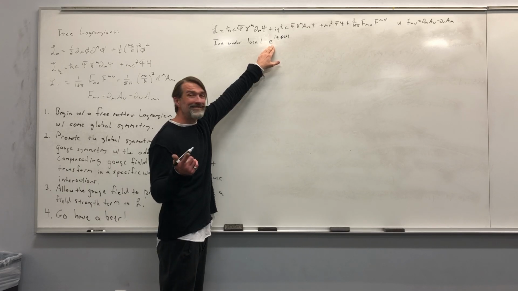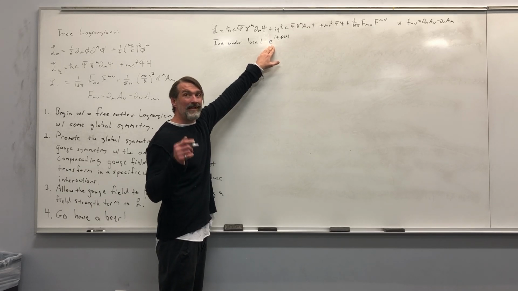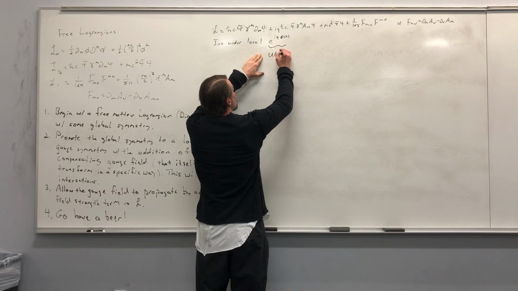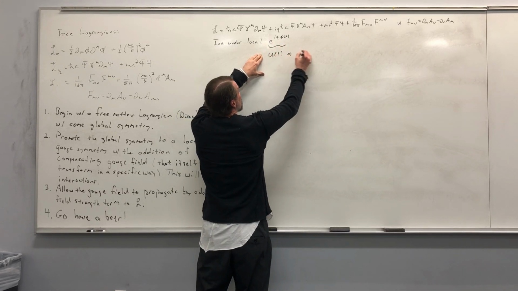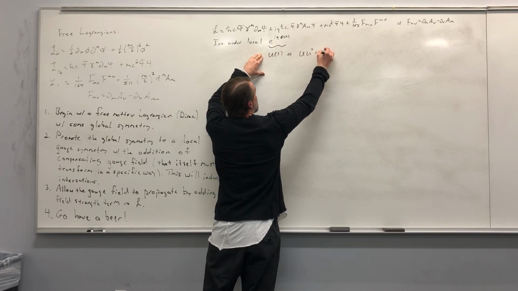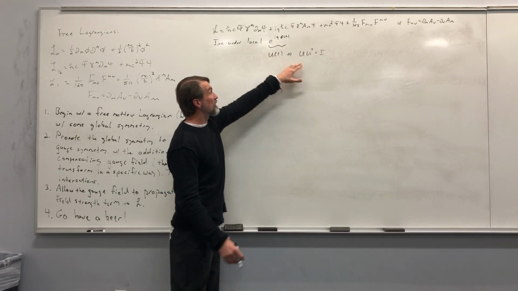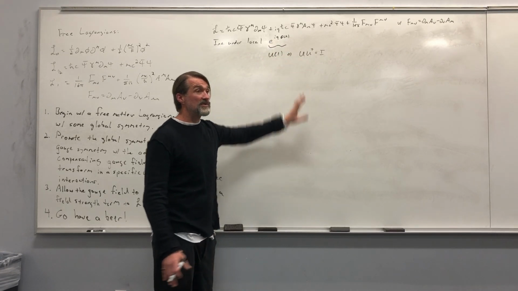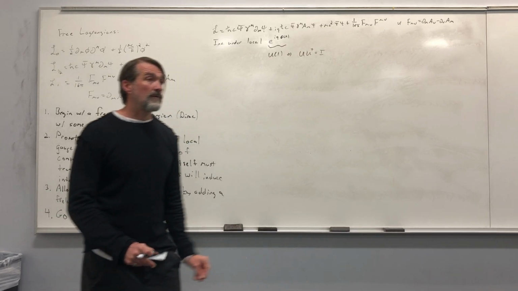How many dimensions? Is this U1? Yeah, so this is what we call U1. That is, if I take an element of it and multiply it by the Hermitian conjugate, I get the identity. But these are just numbers, so this is really just complex conjugation. These aren't matrices.